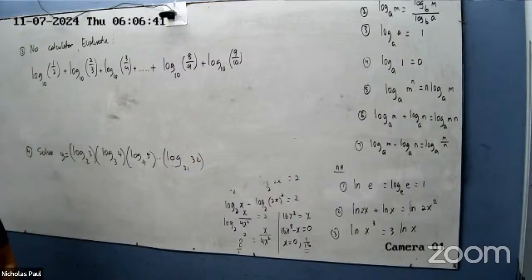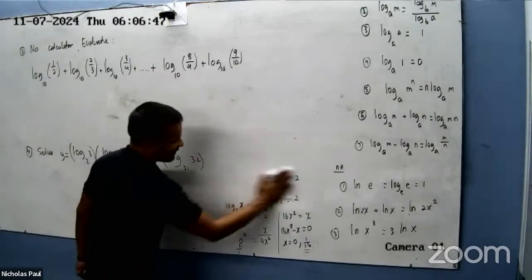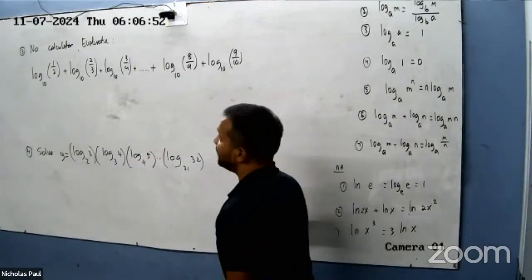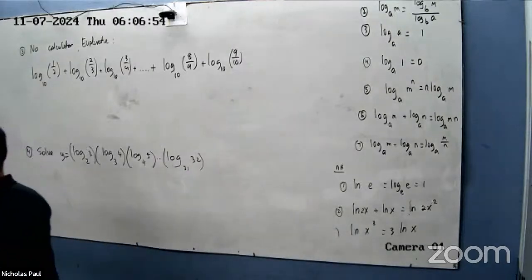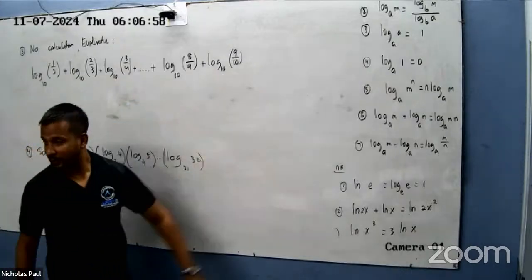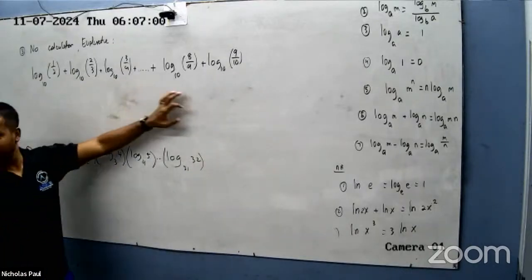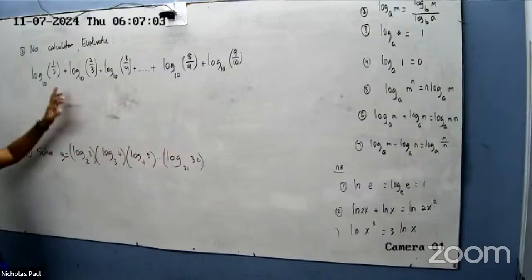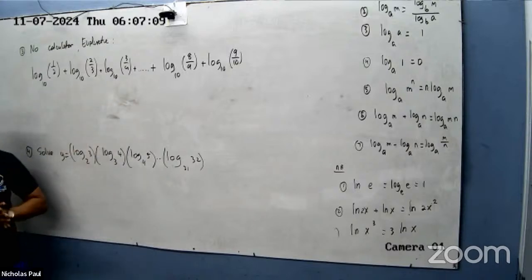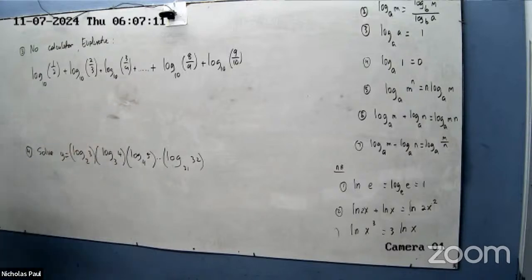Any ideas? No calculator. What do you do with no calculator? All of them are the same base. And what do you have in the middle? A plus sign. See if something will happen.